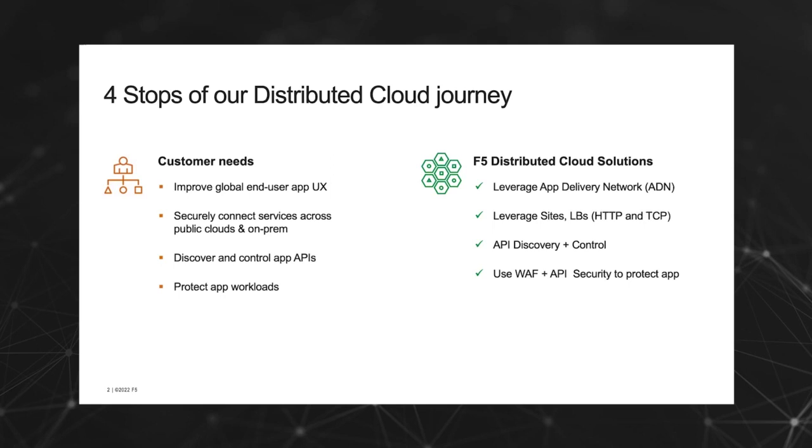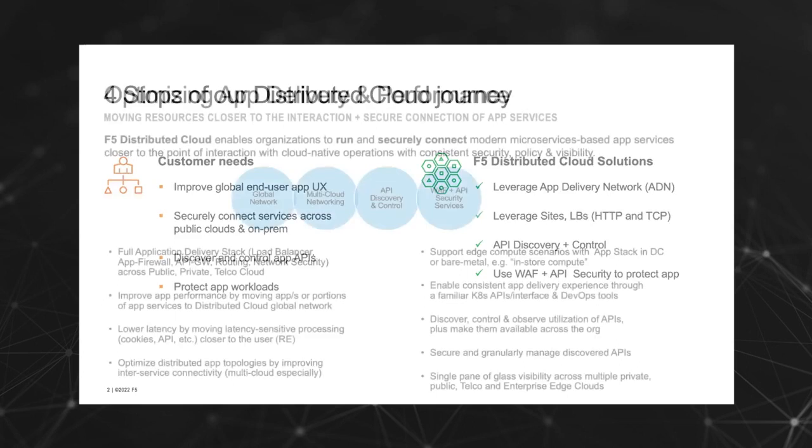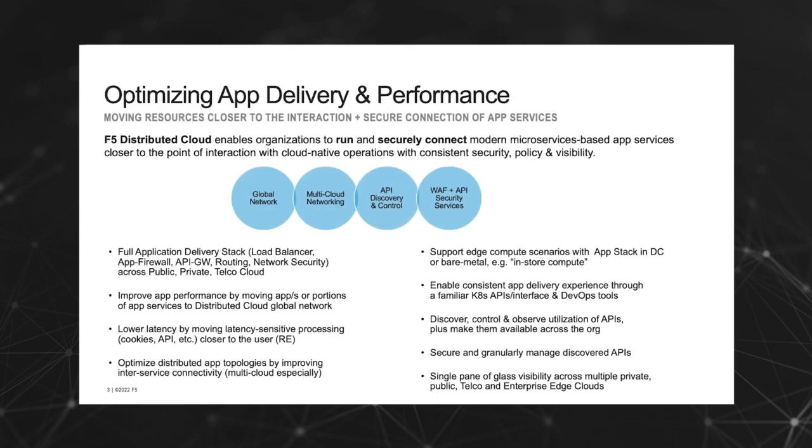And to set the context, let's talk a little bit about the value proposition of the distributed cloud, which is really around running and connecting these modern microservices apps securely. The four major stops that we'll be making along the way is, again, focusing on how to take an application that's container-based and be able to quickly run it in a global distributed fashion on a global network, which is the ADN, Application Delivery Network, component of the distributed cloud.